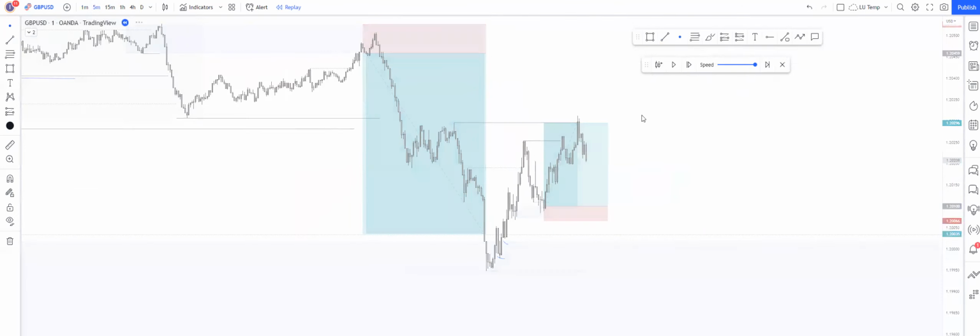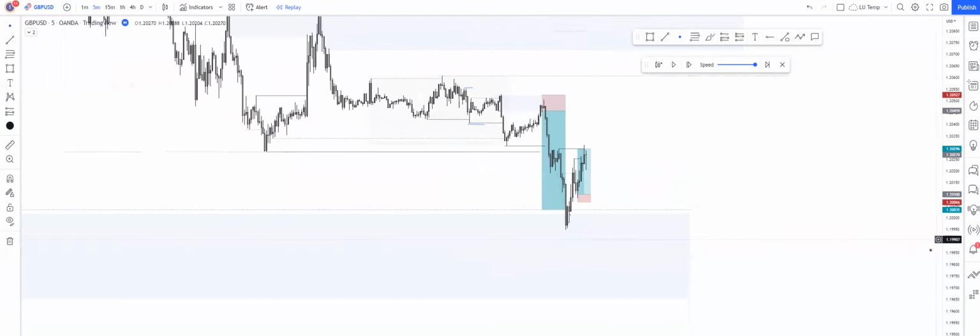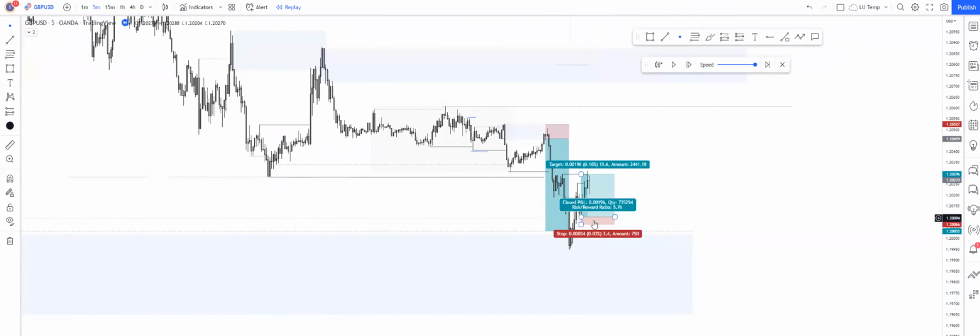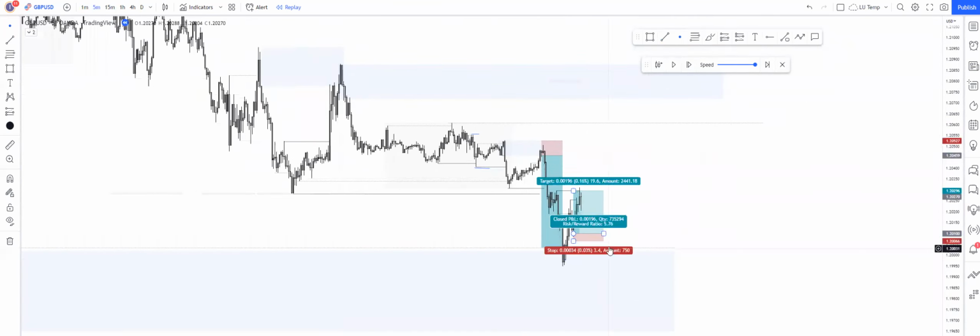Let's go to the 5 minute. So I'm at the very, very bottom from this current range. I'm already at discount, so price shouldn't come back. Should be good to go, in my opinion.